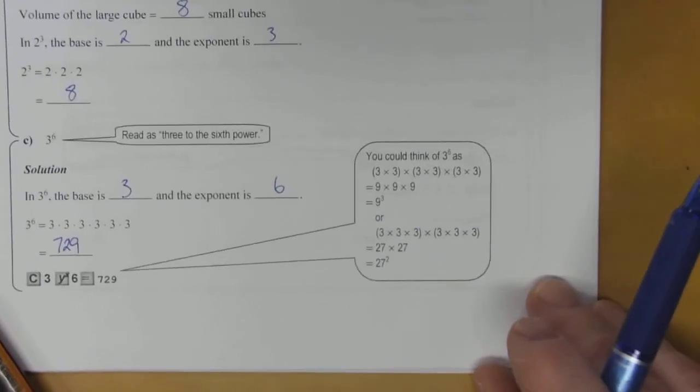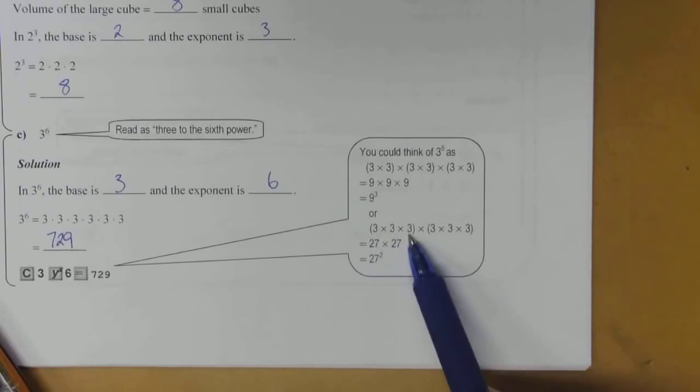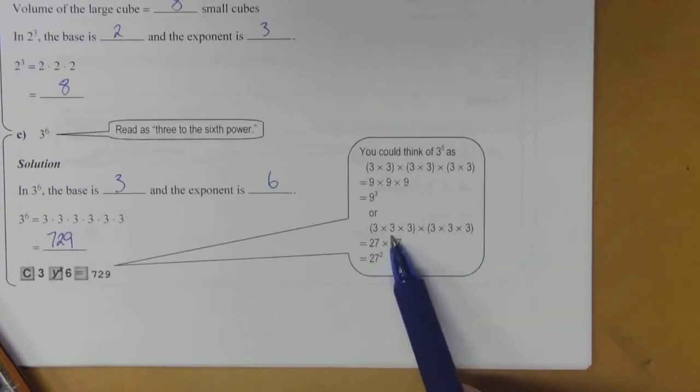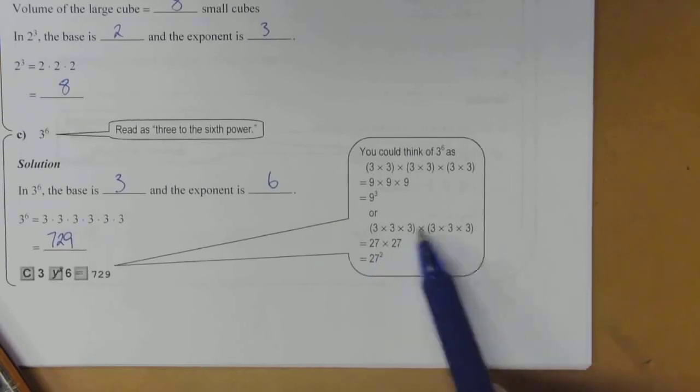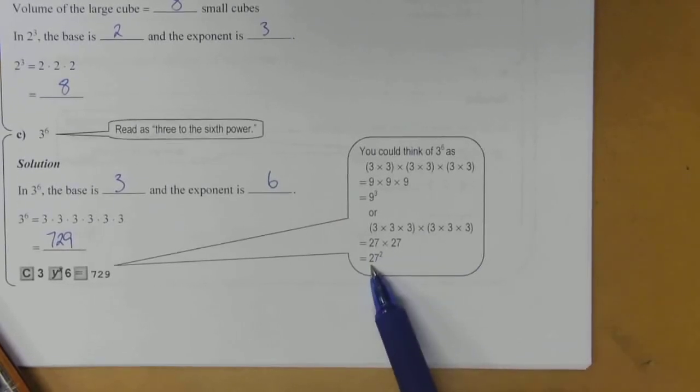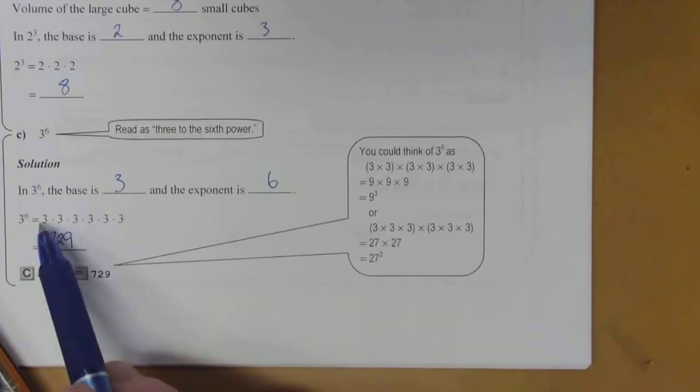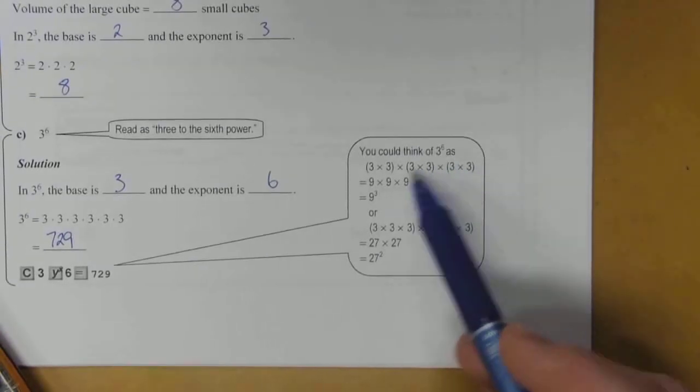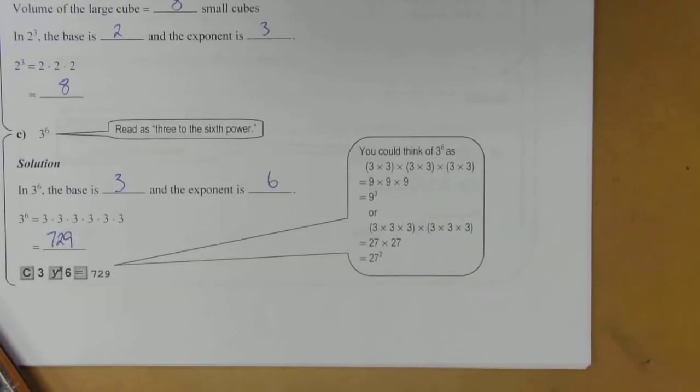You can group them differently again. You can group them in groups of 3s. 3 times 3 times 3 is 27. So we've got 2 27s. So that's the same as 27 squared. So there's different ways you can approach this. If you, for instance, are lacking your calculator and you don't want to punch all these in, you can do some groupings and then manually calculate your multiplication on a few smaller numbers or bigger numbers. So there's different ways you can approach it.